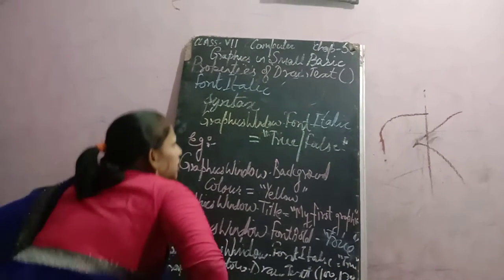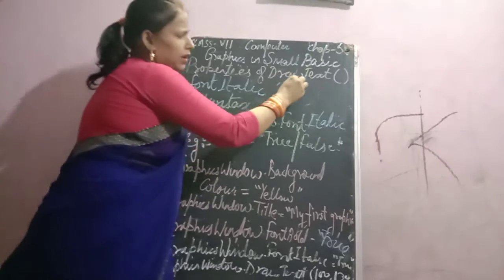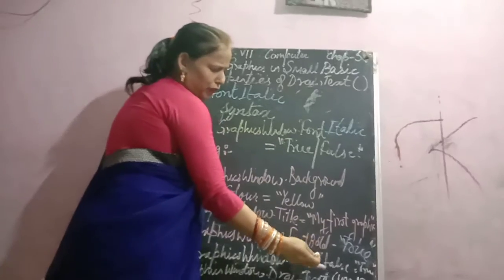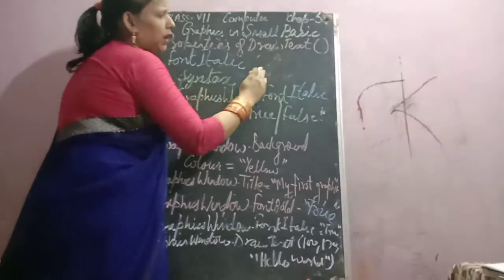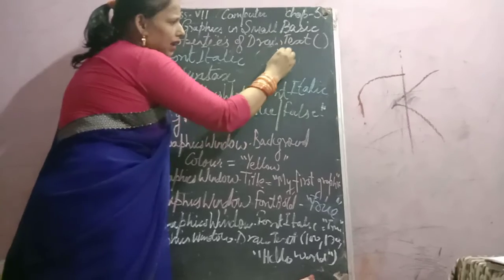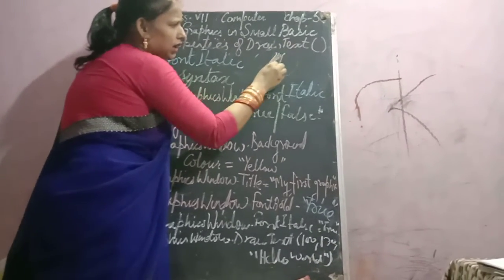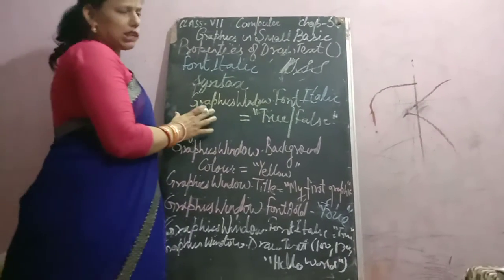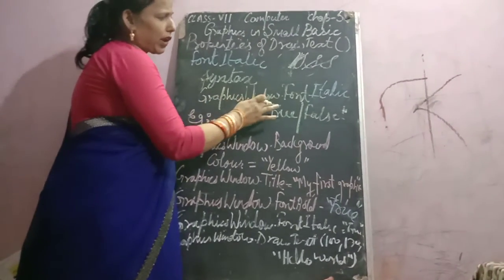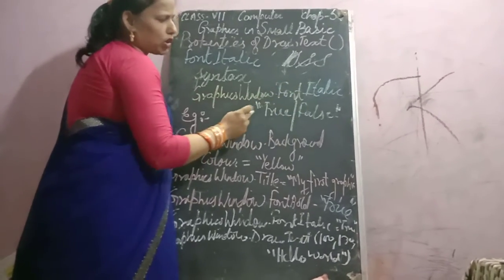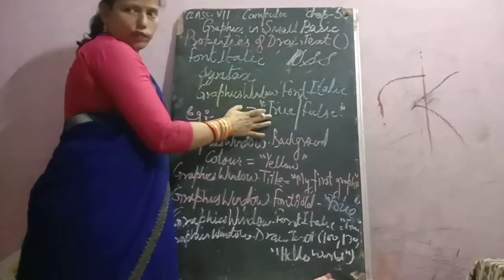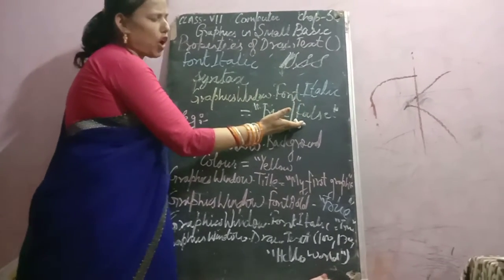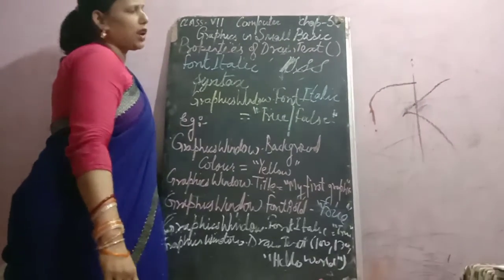Now italic means that the text will be slanted. I have given bold and italic both. That means it will be bold and the letters will be in cursive. You will see it will be in this format. So what is the syntax for that? Graphics window dot font italic equals true or false. Again here, if you give true, it will be in italic format. If you give false, then it will be in the general format.